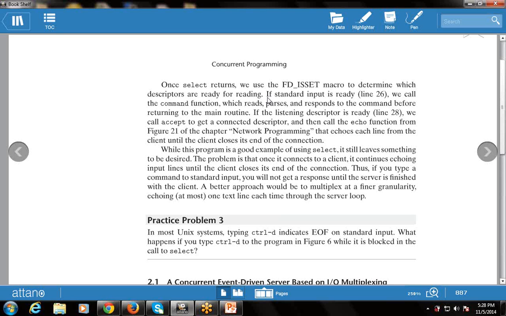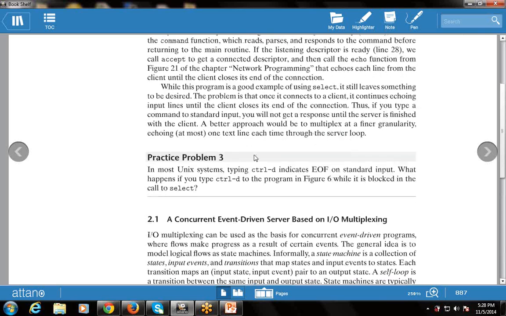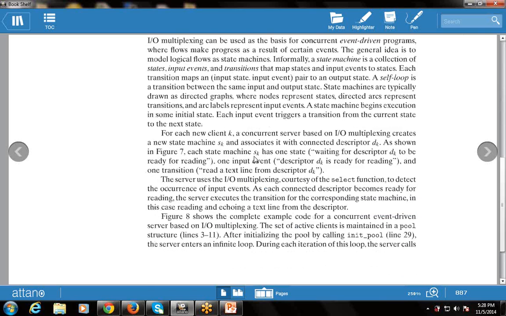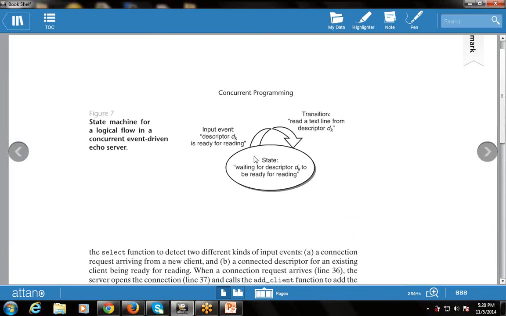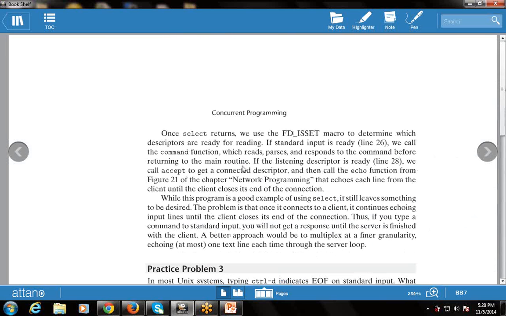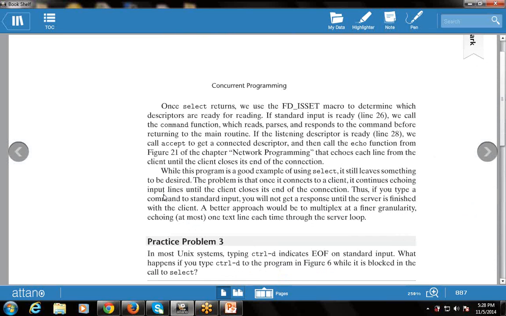If the listening descriptor is ready, we call accept to get a connected descriptor, then call the echo function from Figure 21 of the chapter on network programming, that echoes each line from the client until the client closes its connection. So use Figure 21. Figure 21 of the chapter network programming, that is the next topic.